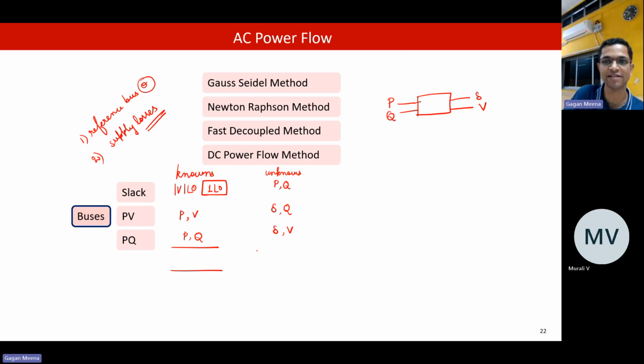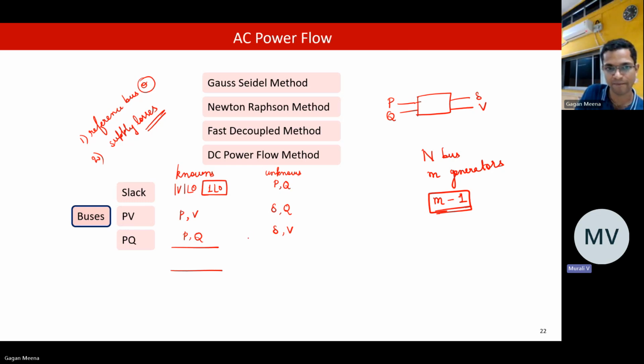Let's say there is an N bus system and we have M generators. Then how many knowns are there? How many P and Q are known? Out of these M generators, one generator should be the slack bus, so remove one. We are left with M minus one generators.